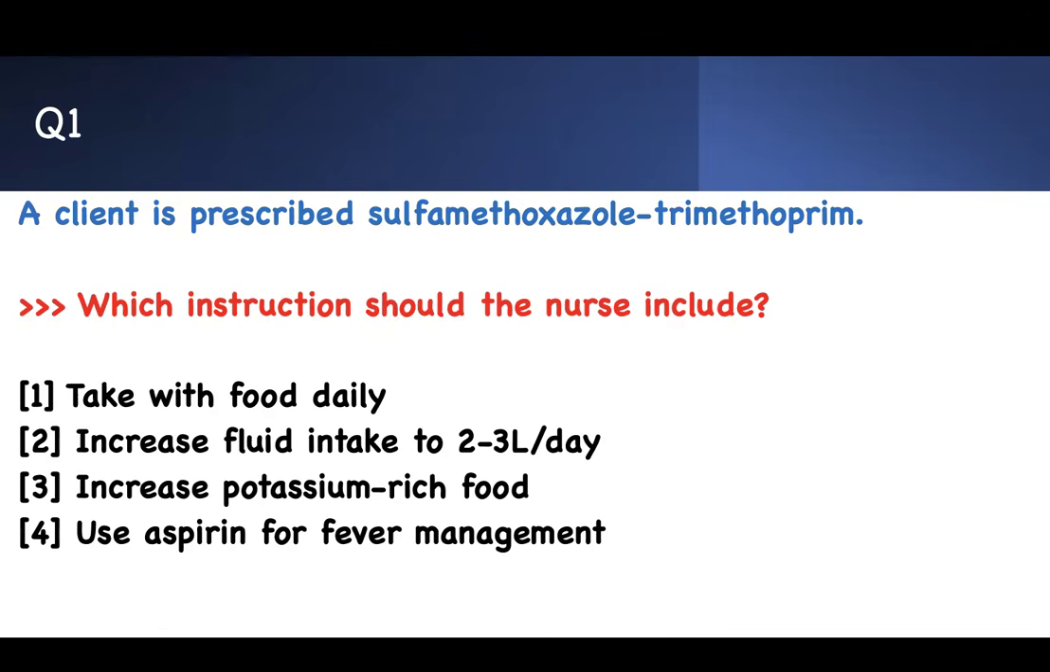You know I have to answer the question. Start from the back, figure out the buzzword, and then answer the question. Which instruction should the nurse include? A client is prescribed sulfamethoxazole, trimethoprim. It's a sulfa drug. If you look at the first 5 letters, SULFA is a sulfa drug.